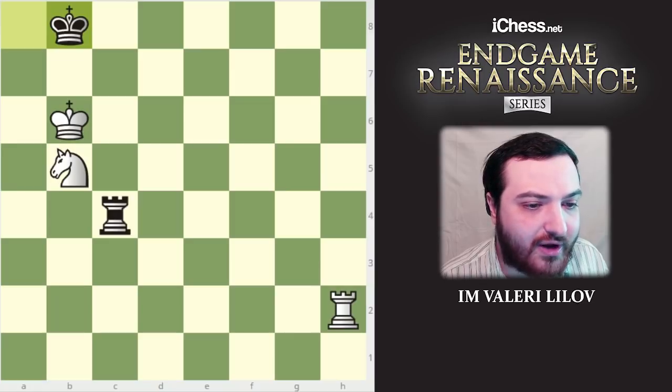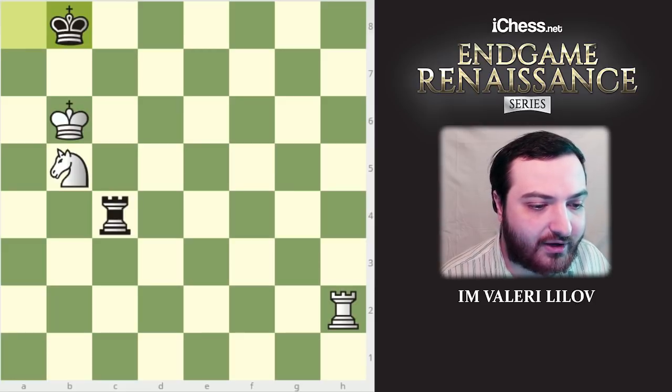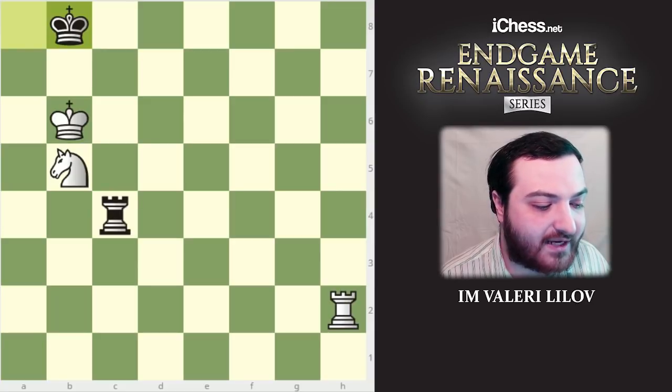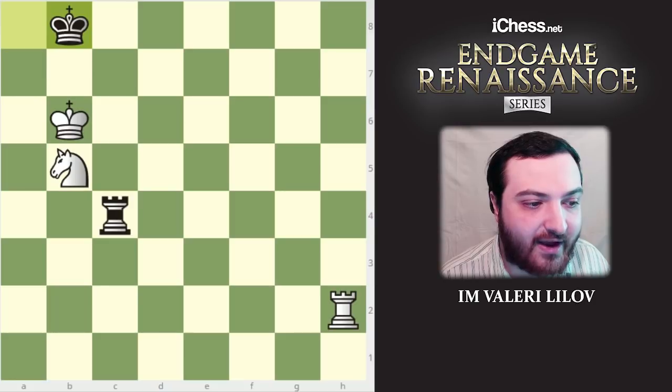So what I want to show you now are a couple of great examples of how practical endgames could work. The one that I want to go on with was actually a game played by Vladimir Kramnik himself versus Valeri Lilov. Let's have a look.